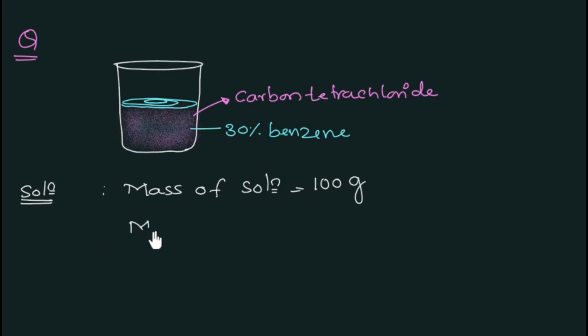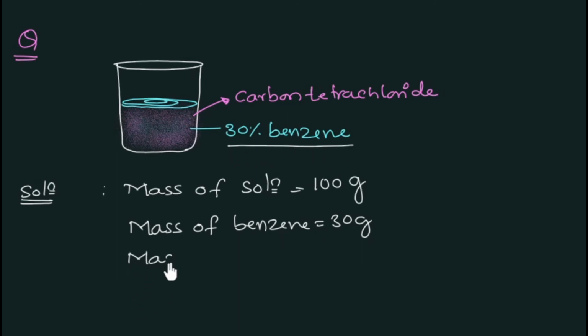Then the mass of benzene is equal to 30 grams, because it is given 30%. The mass of CCl4, carbon tetrachloride, we can write as 100 minus 30, that is equal to 70 grams. These are the three things we can list from the given data.